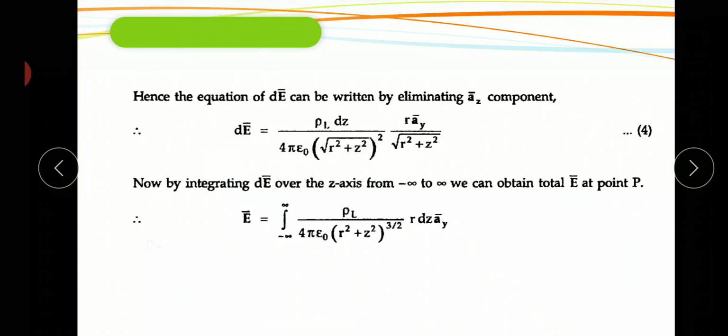Here, in square root of (r square plus z square) whole square, the square root and square cancel. Here there is an (r square plus z square) whole power 1 term, and also an (r square plus z square) whole power 1 by 2 term. That means the bases are equal, so the powers are added. So (r square plus z square) whole power 1 plus 1 by 2, that is (r square plus z square) whole power 3 by 2.